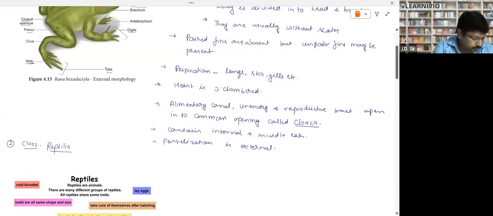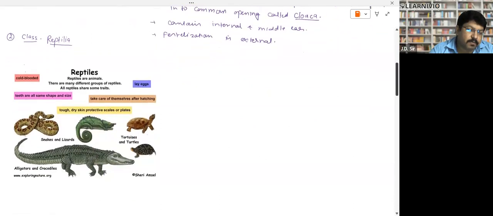Fine. Then it comes to the reptiles. Majority of reptiles are found on land only, right? Reptiles can be of different types. Some reptiles like the crocodile and alligator are found in the water. Snake and lizard are found on land. Tortoise and turtle have an amphibian-like body, right?